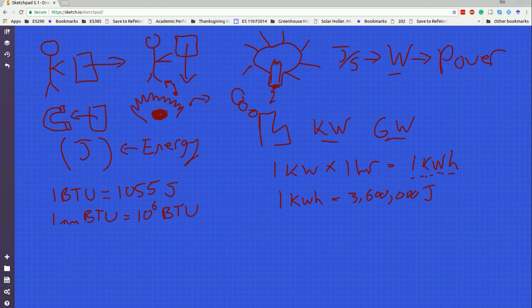But the important concepts I want you to take home from this video are that energy is this amount of stuff that's able to do useful things in society, and power is a flow of energy. It's the amount of energy that's either being consumed or produced per unit time. So it actually means something very different than energy, even though we use those two terms interchangeably.